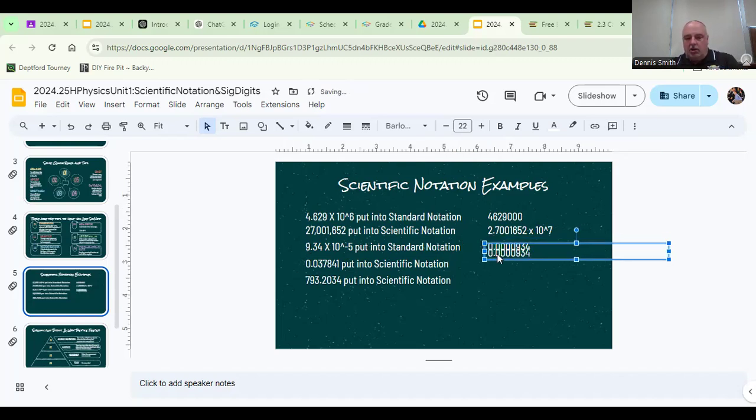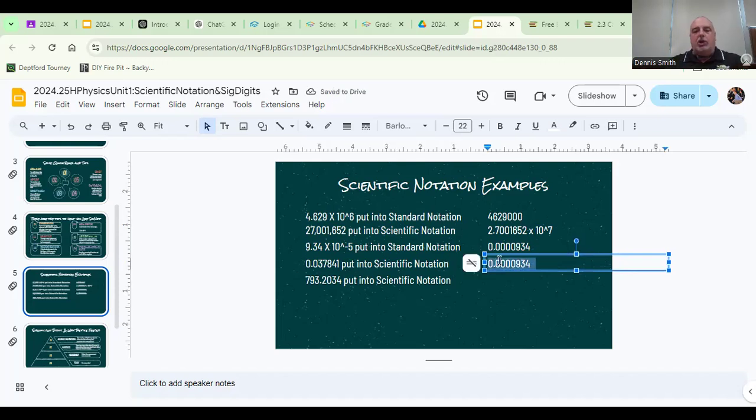Now, put 0.037841 in scientific notation. You're starting with a decimal. So right away, you know that it's a decimal that's less than 1. You know that it's going to be a negative exponent. So your coefficient is going to be moving this decimal 2 spots to between the 3 and the 7. So it's 3.7841 times 10 to the negative second.